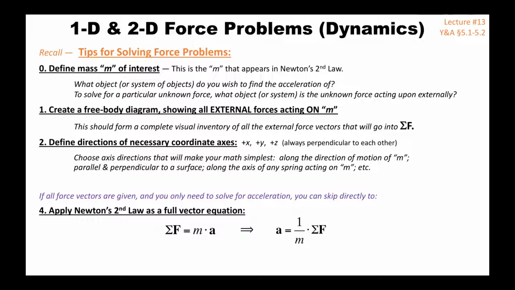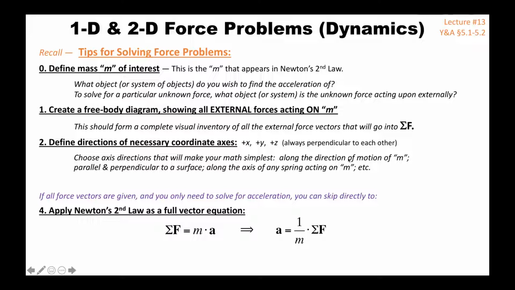Now, what we've just done by doing the free body diagram is create a visual inventory of all of those external force vectors that are going to go into the net force or total force of Newton's second law. In order to do that vector sum, there's a mathematical step that we need to do: if we're going to deal with vectors and components, we have to define what the directions of the coordinate axes are going to be in our diagram. It turns out we can choose our axis directions strategically to make our math and our analysis simpler. So these are going to be common things that we're going to do.